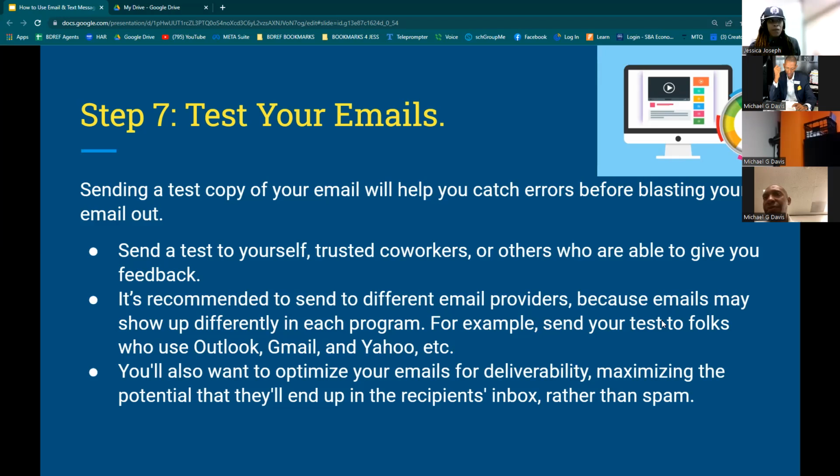It's recommended to send to different email providers because emails may show up differently in each program. So it may go to their spam. For example, send your test to folks who use Outlook, Gmail, and Yahoo. You also want to optimize your emails for deliverability, maximizing the potential that they'll end up in the recipient's inbox rather than spam. There may be measures within your email provider that let you customize it so it's not looking like spam. Or you may say in the body, hey, add me to your contacts, so that in the future you receive these emails. You can offer them instruction on how to effectively keep in touch with you and not just have the stuff you're putting out sent to the spam box.